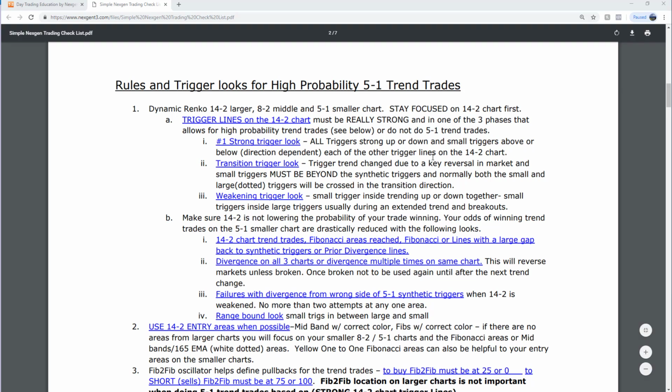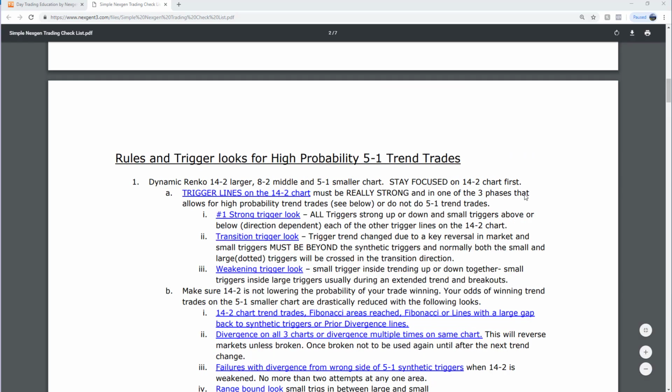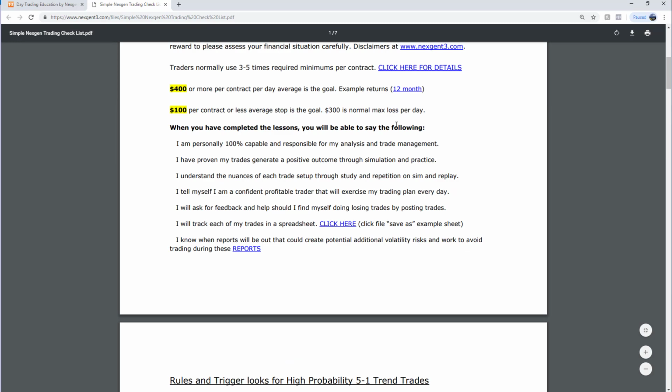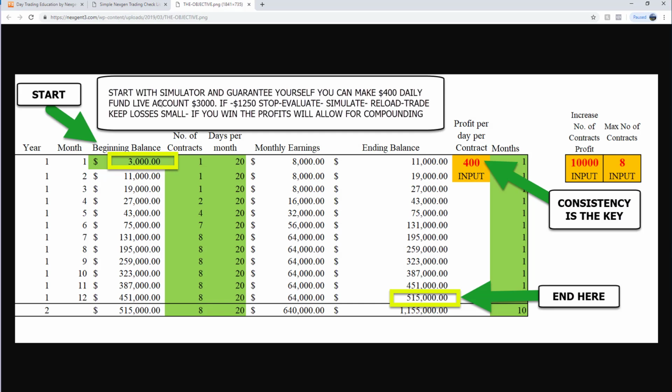And again, look, guys, when we do trades, I always like to start with the objective. The objective for us, very, very simply, is high probability trades. We want to do 1 to 2, 3, 4 different high probability trades, and we want to make $400 a day. And we want you to simulate and practice these rules until you can guarantee yourself you can make $400 a day. And then once you can guarantee yourself you can do these trades, then fund a live account.